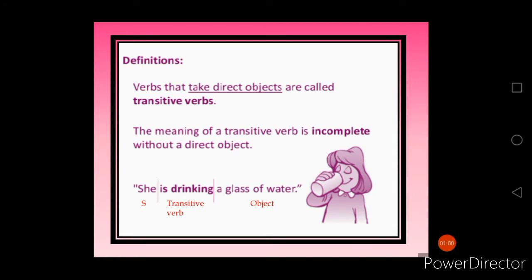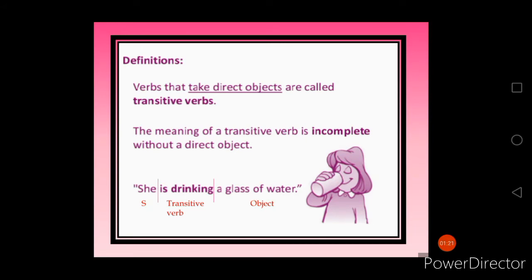Yes, she. So she is the subject. Here I given the subject as yes. Okay. What is the verb here? Yes, drinking is the verb, right? Here, what is the object then? Yes, a glass of water is the object.